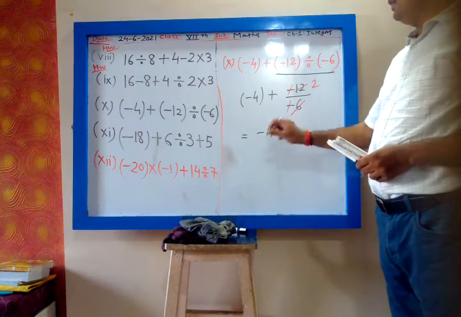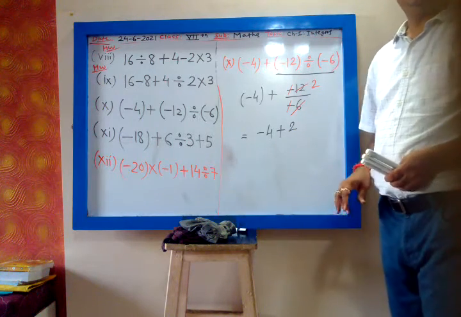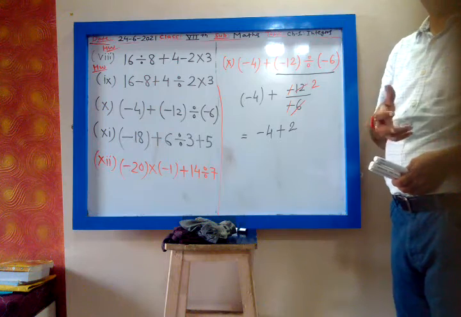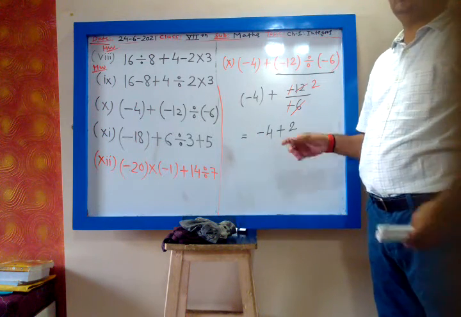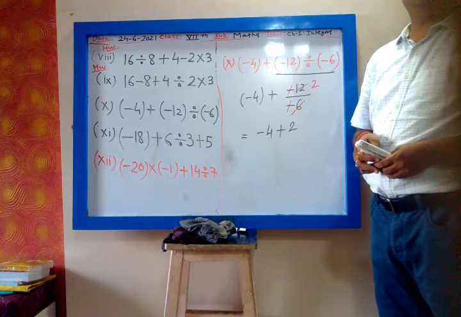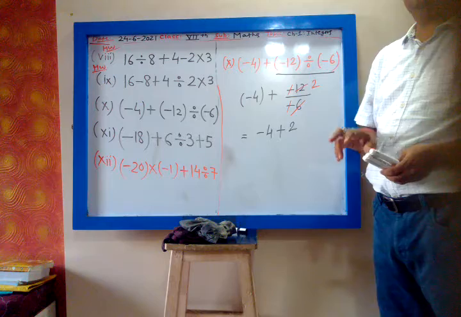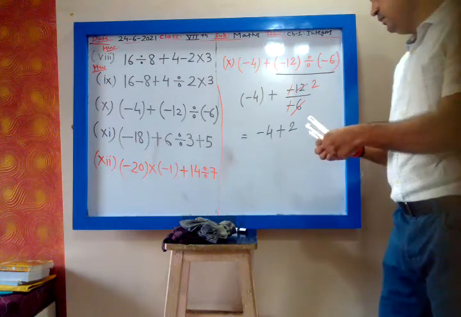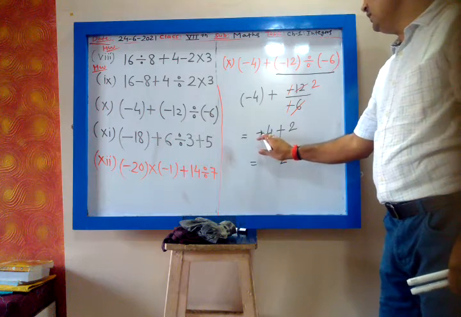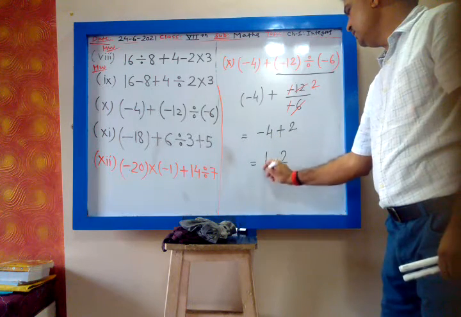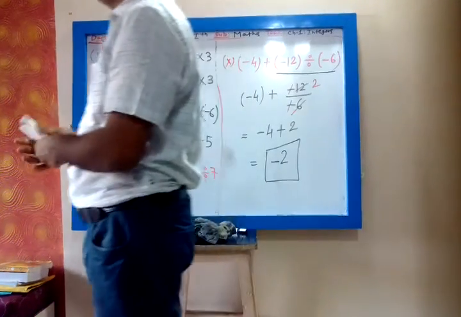Now 4 is having minus sign, negative sign. 2 is having plus sign. So whether they have opposite sign? Yes or no? They have opposite sign. Whenever they have opposite sign, you have to subtract smaller number from bigger number, take the sign of bigger number. So 4 minus 2 will be 2. And which number is bigger? 4. What is sign of that? Minus. So answer is minus 2.